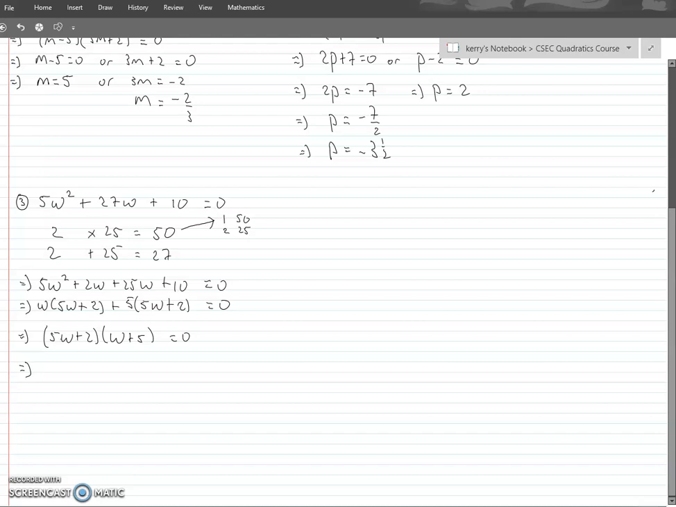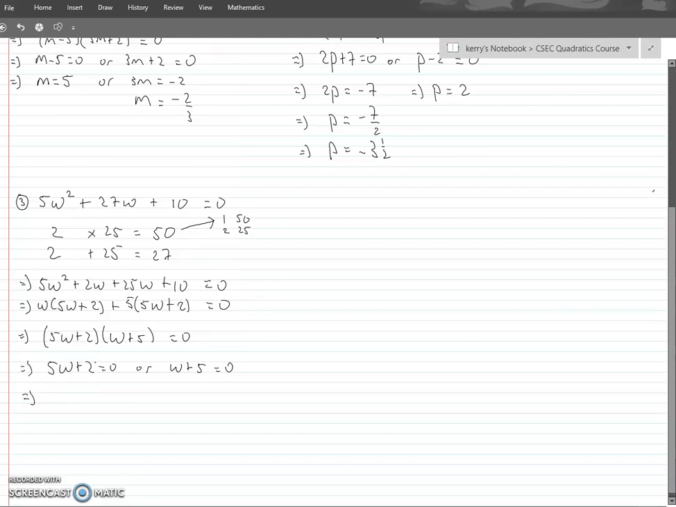So what we'll end up with here now is either the contents of the first bracket is equal to 0 or the contents of the second bracket is equal to 0. And why do we do this? Feel free to go back to the last video and you will learn why, right? But this video is just a practice for the applications of the last video.